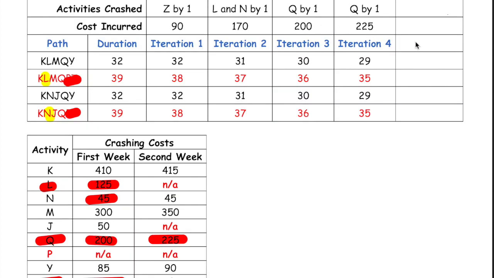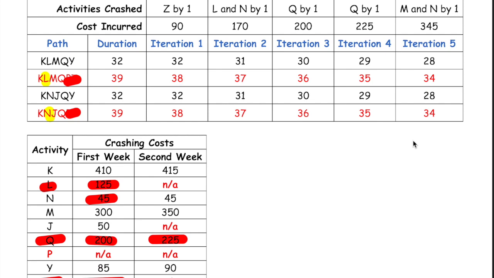So let's have a look at the fifth iteration. This time around, we can't crash activities L, Q, P, or Z. So between K and M, the cheapest activity would be M with a cost of 300. On the second critical path, the cheapest activity is N with a cost of 45. And since 300 plus 45 is still less than our penalty, we're now going to crash M and N by 1. So the total cost would be 345, and any path that has M or N on it is going to be lowered by 1 time period.